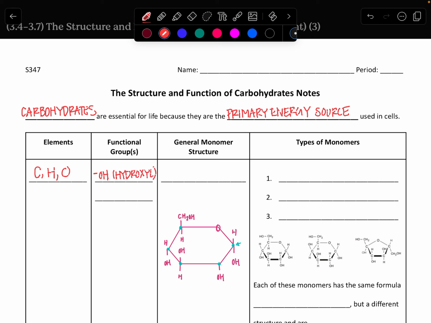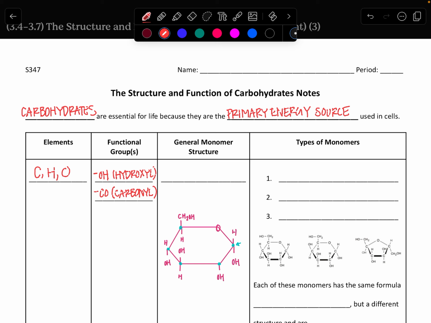And then also a carbonyl group. So that is just a C and an O. Okay, so hydroxyl and carbonyl. So remember, carbonyl is C double bonded to O. It's usually in the middle of the molecule, and we only see it when carbohydrates take a certain form.